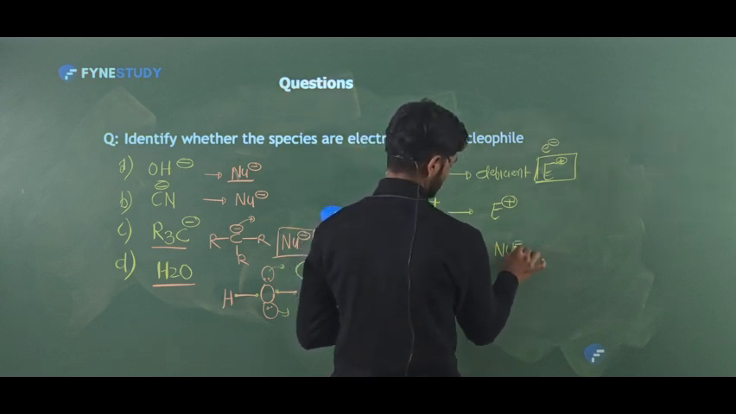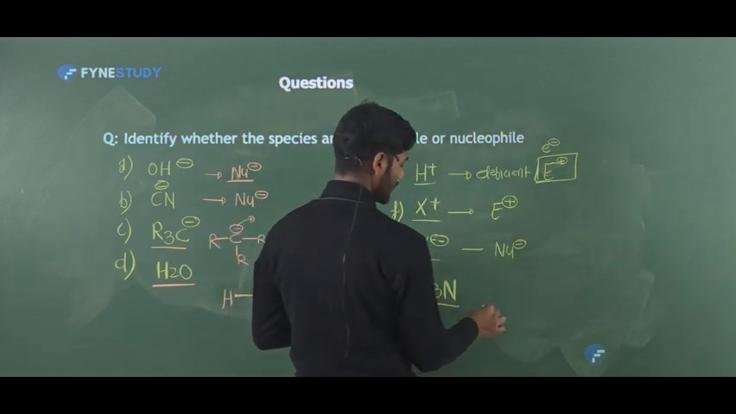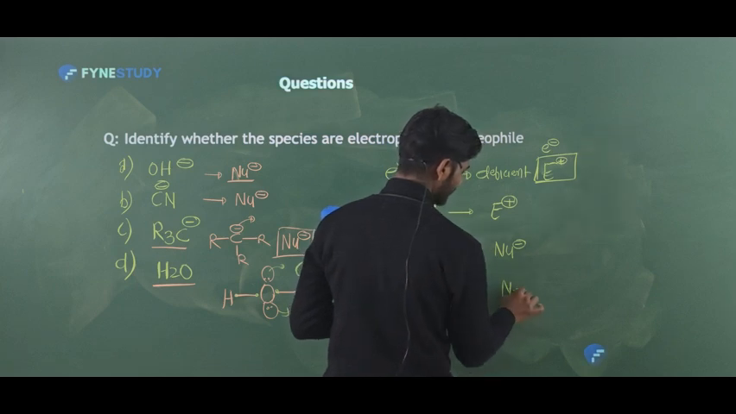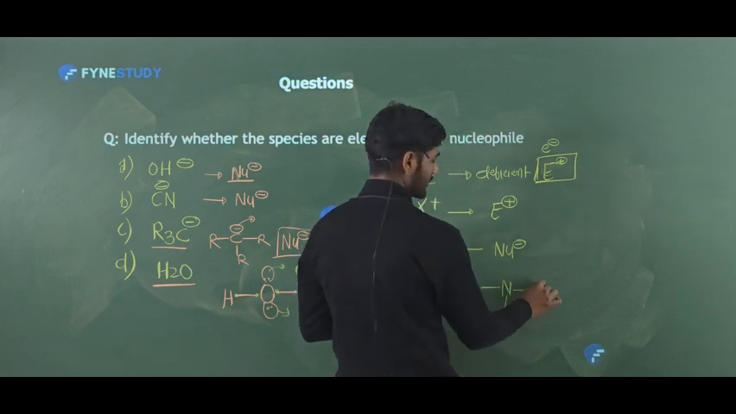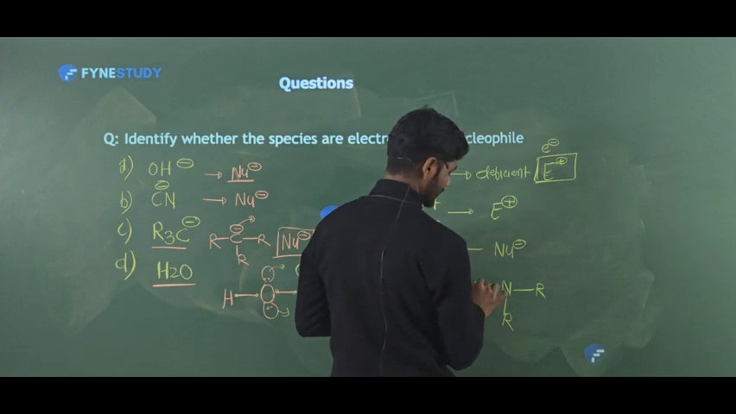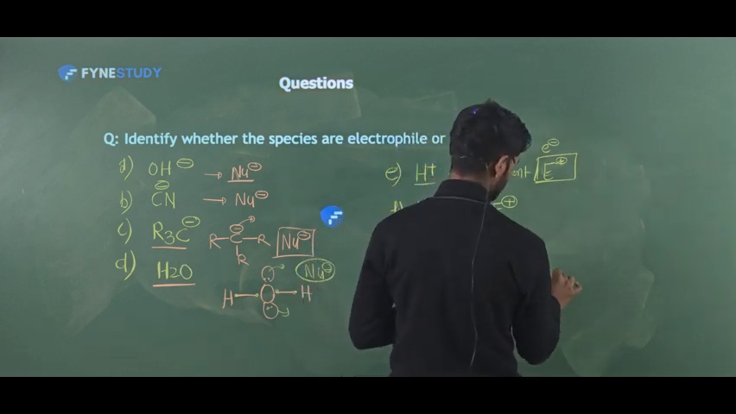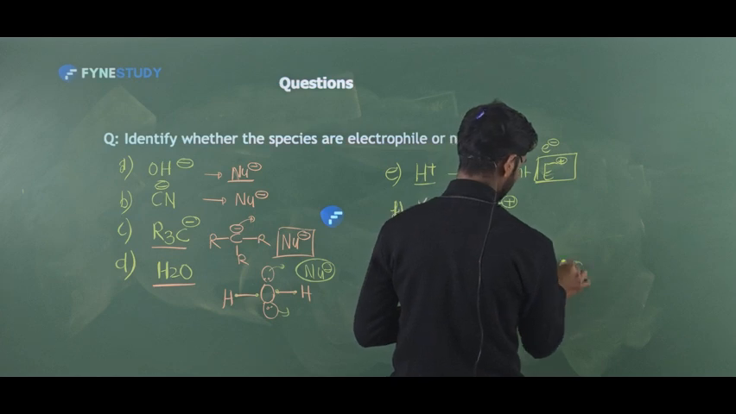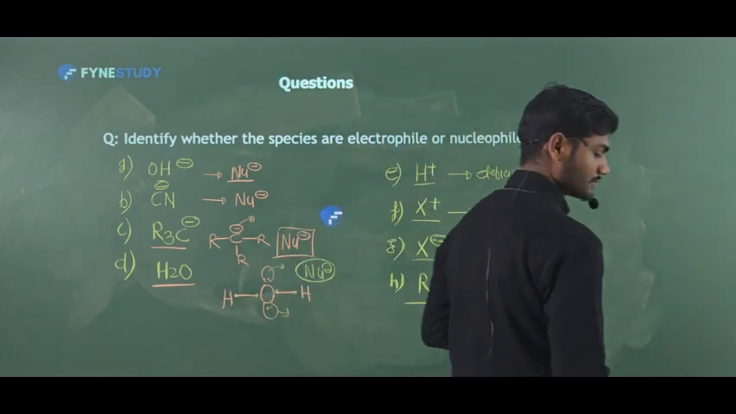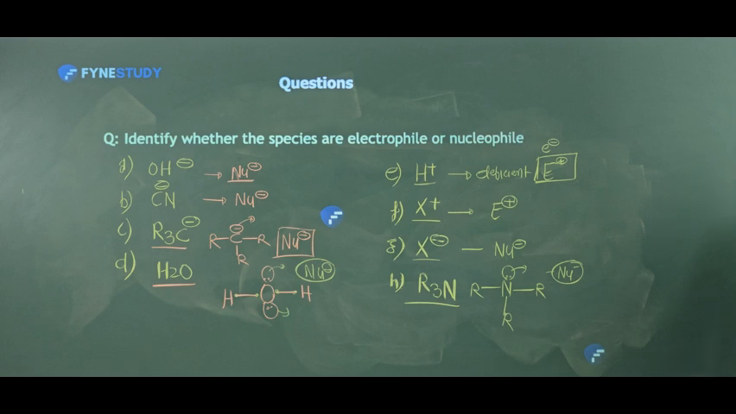Nucleophile. Okay, now R3N, so nitrogen is having 5 electrons in valence shell. So it will be like this, and it has 1 lone pair, it can donate, so this one will act as a nucleophile. Okay, now note down.